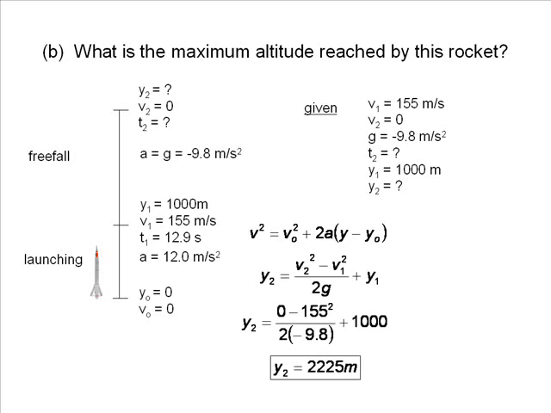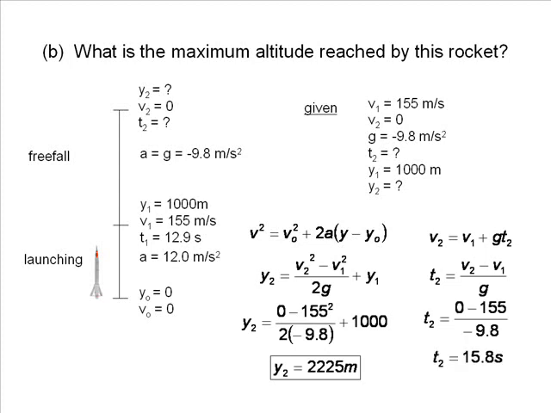Now we need to find the time that the rocket was in free fall. Here's our formula to solve for time. We rearrange the variables to isolate time, input our data, and find our second time.